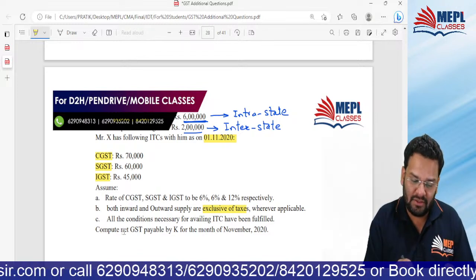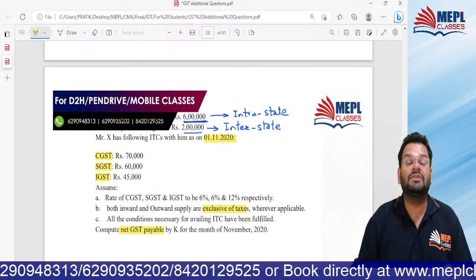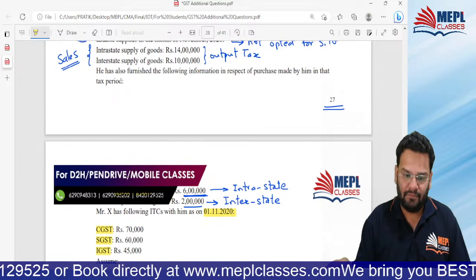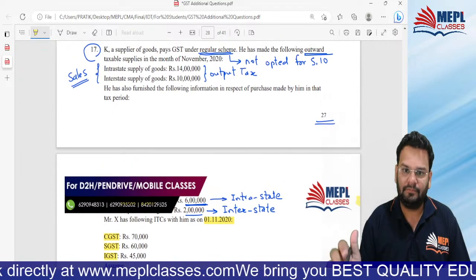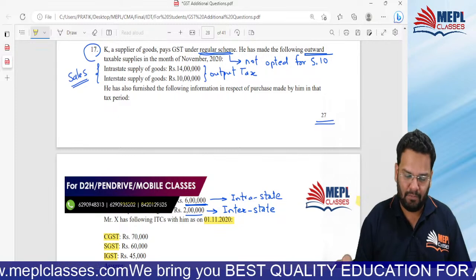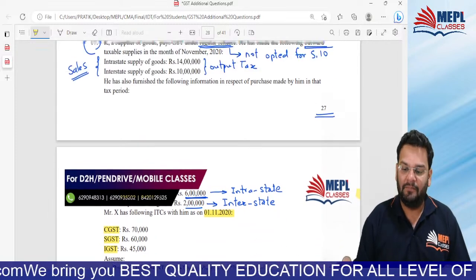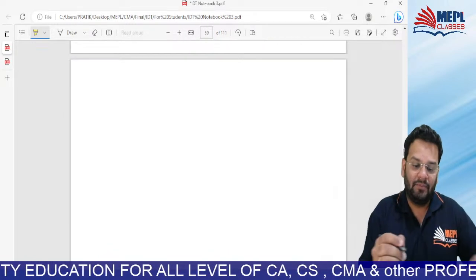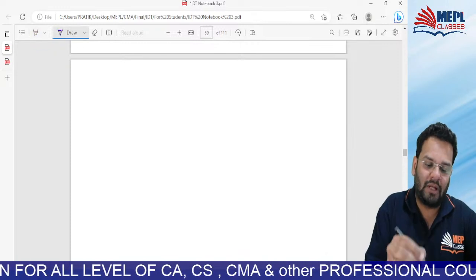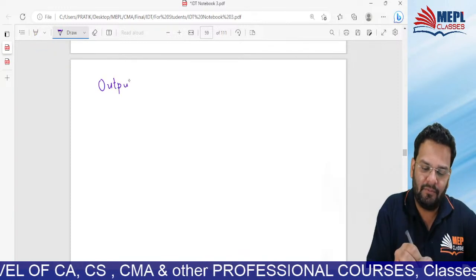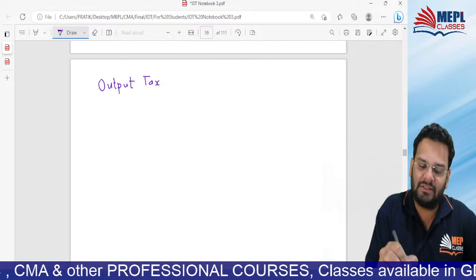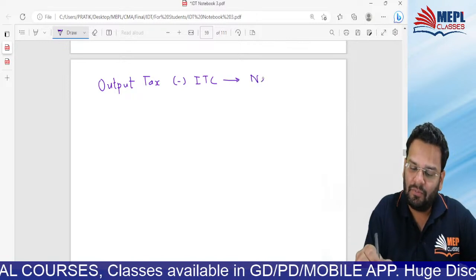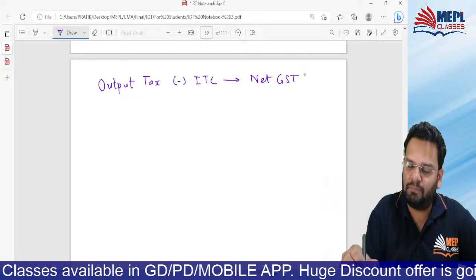Question is, you have to compute net GST payable. So shall we go ahead and do the computation of net GST payable? Yes. Let's compute net GST payable. Net GST payable will be nothing but output tax minus input tax credit. This output tax minus input tax credit will be your net GST payable.